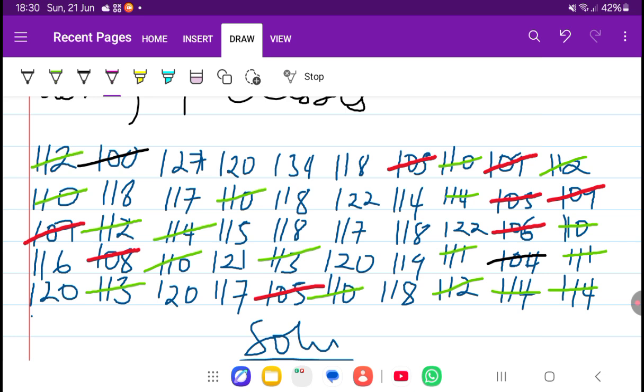Now we are going to 115 to 119. This is 116, 118. This is 117. This is 115. This is 117, 118, 117, 118. It's up to 119.